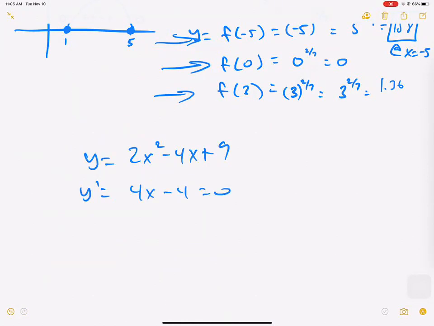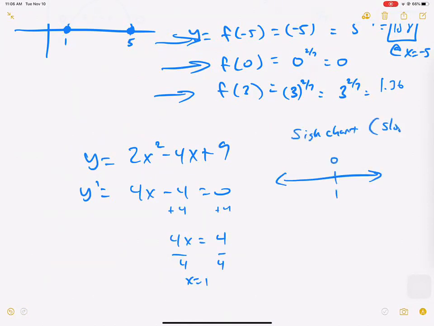First step, what are my zeros? Add 4 to both sides, 4x equals 4, divide by 4, x equals 1. This is my only zero, so at x equals 1, my derivative is 0. This is my sign chart, and it only deals with slopes. This is all our slopes. The slope is 0 when x is 1.